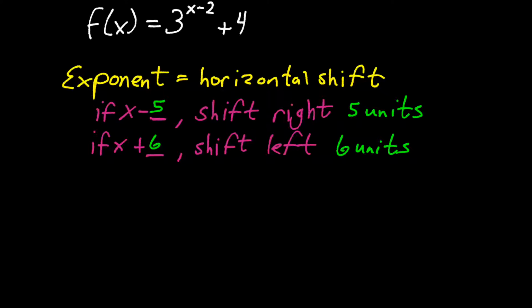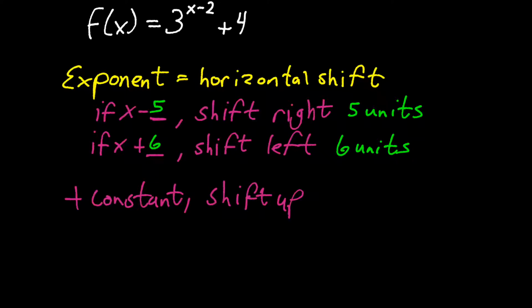Vertical shift is much easier. Remember, vertical is up and down. And that is based solely off of what is being added or subtracted to the base with the exponent. So we'll say that's our constant. If we have plus constant, shift up. If we have a minus constant, shift down.